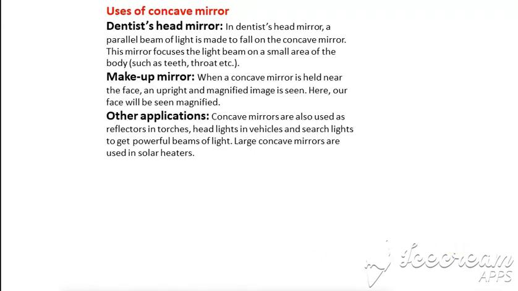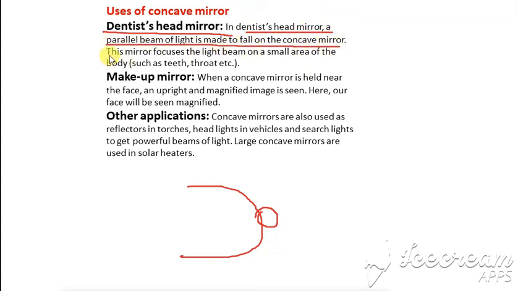Okay, so what are the main uses of concave mirror? First is the dentist head mirror, and you would have already seen the dentist using a mirror on the head, is it not? In the dentist head mirror, a parallel beam of light is made to fall on the concave mirror. So a parallel beam of light falls on the concave mirror here. Okay, that mirror focuses the light on a small area of the body. So if he is going to view the teeth, even the small area can be viewed clearly with the help of this concave mirror.